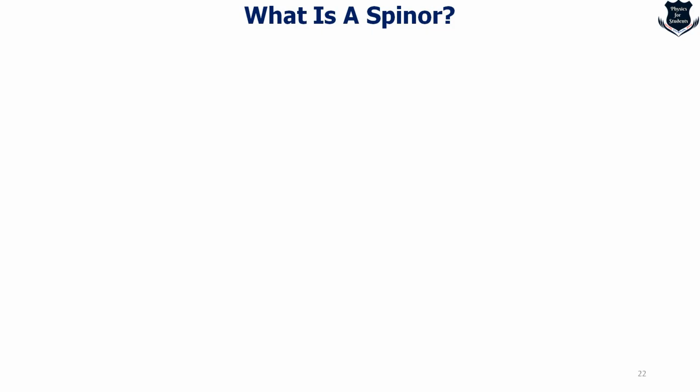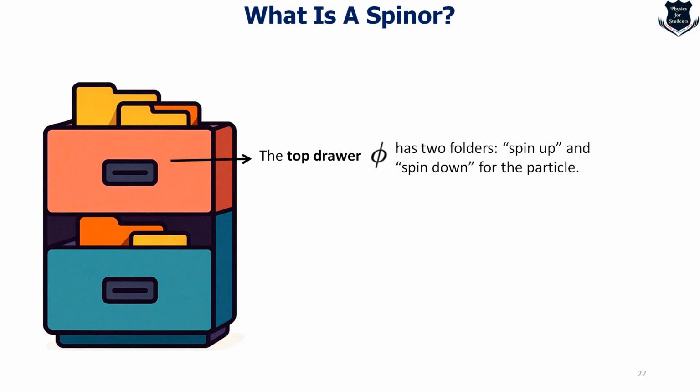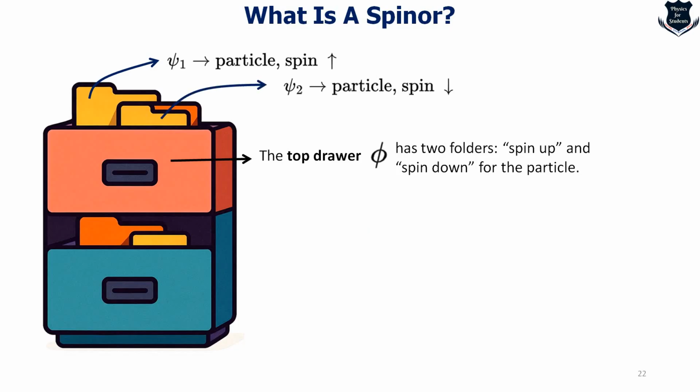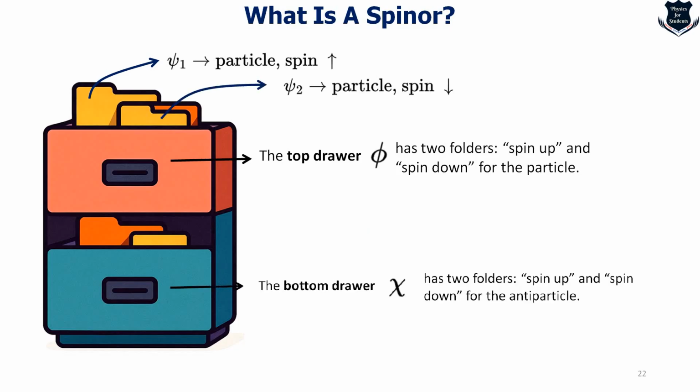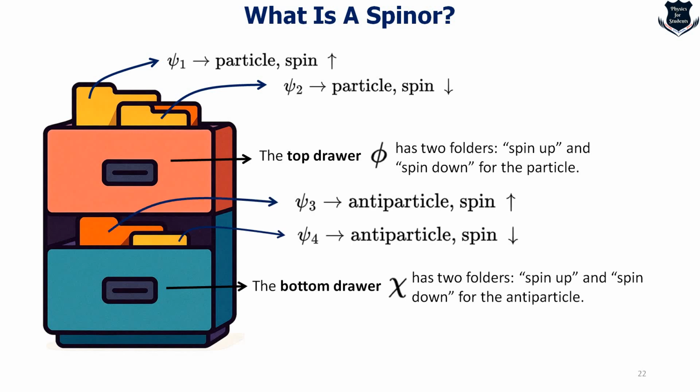So in order to get a physical interpretation, imagine an analogy that you can see. This is a drawer, and the top drawer has the phi. So it has a spin up, which has two folders, and a spin down. This one is a particle spin up and this one is a particle spin down. And the bottom drawer, which is a chi, also has a spin up and a spin down, this one and this one. So each drawer has two folders.